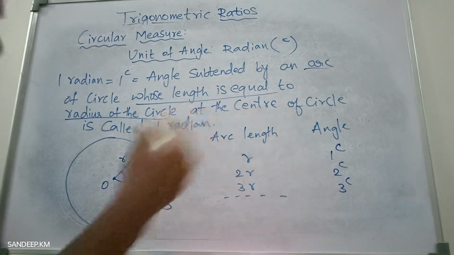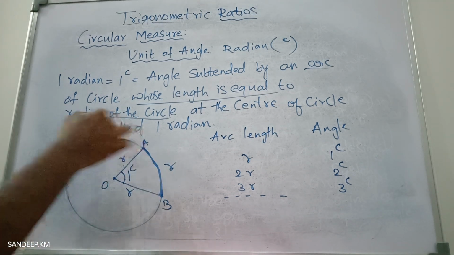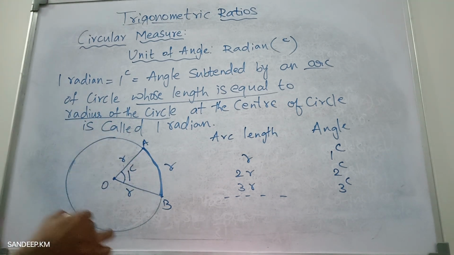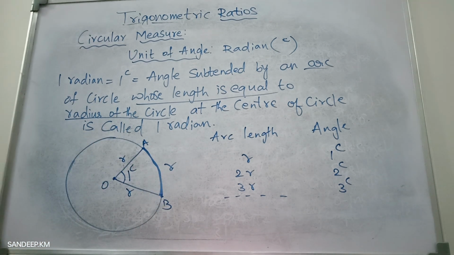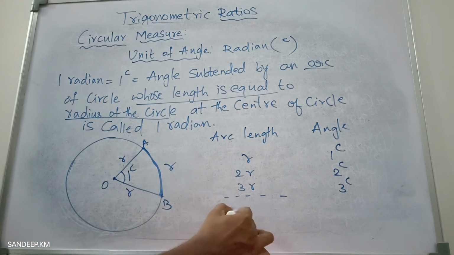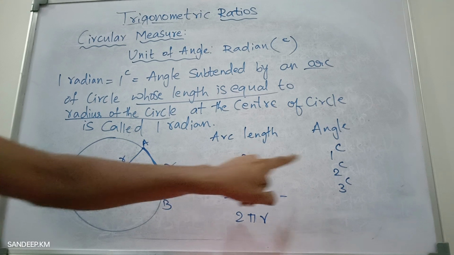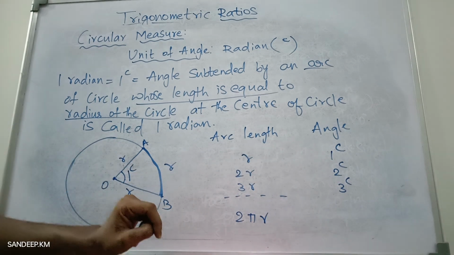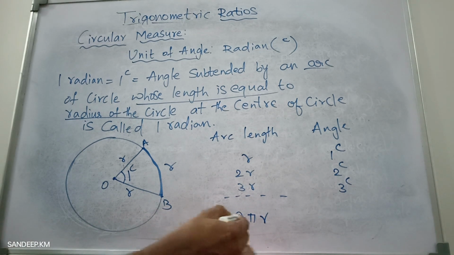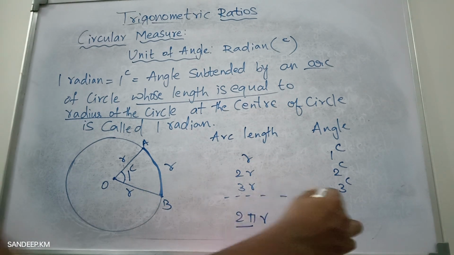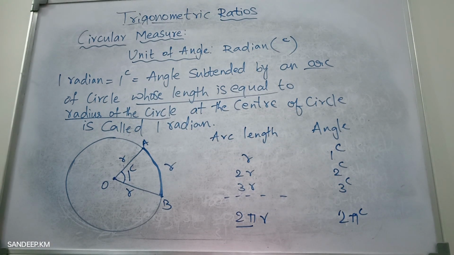Now dear students, from this what do you understand? What if I consider the total arc, in the sense of the circumference? What is the angle subtended by the entire circumference at the center? The entire circumference is 2πr. See, 1r means 1 radian, 2r means 2 radians, 3r means 3 radians. Then what is the angle subtended by 2πr? It will be 2π radians. So from this, what do we understand, dear students?